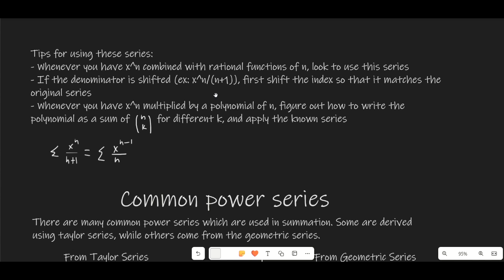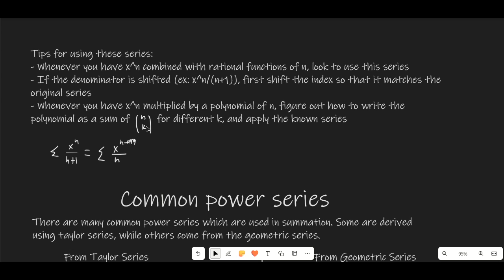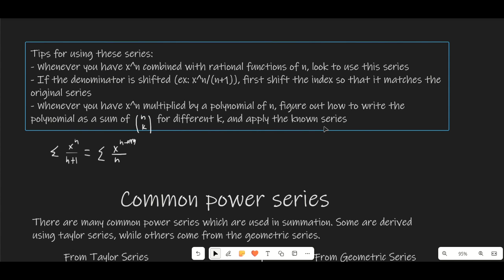And so then we just factor out an x, and then that minus 1 will disappear, and we just have the sum of x to the n, and that's easy to evaluate. Whenever you have x to the n multiplied by a polynomial of n, you want to figure out how to write this polynomial as a sum of n choose k for different k, and apply the known series, which is exactly what we did in that example right there.